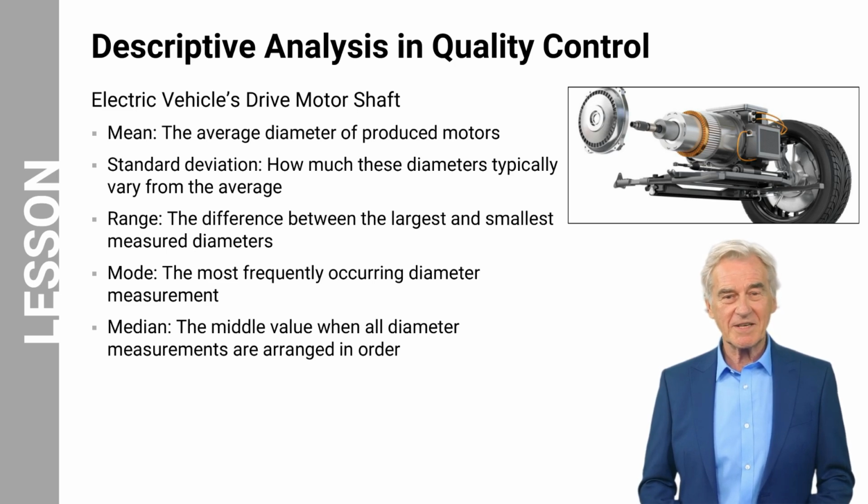The range helps identify potential manufacturing issues by showing the full spread between the largest and smallest shaft diameters produced. Too wide a range might indicate machine tool wear or calibration problems. The mode shows which specific diameter measurement occurs most frequently, helping verify if the production process is consistently hitting the target specification. The median shaft diameter, being the middle value when measurements are ordered, helps identify if there's any skew in the manufacturing process that might be causing diameters to trend larger or smaller than intended.